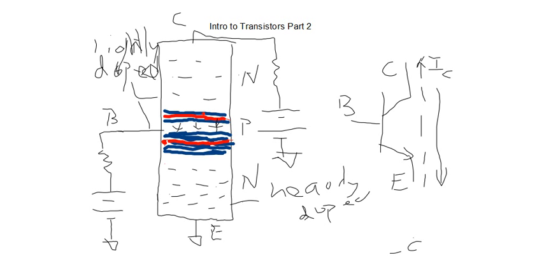Now, the normal operating area for a transistor is when the base emitter junction is forward biased. Notice there's two p-n junctions, so it's kind of like two diodes. So that means it's going to drop 0.7 of a volt, just like a regular diode. But the collector base p-n junction is reverse biased. That's the normal operation. We call that the active region for the transistor.